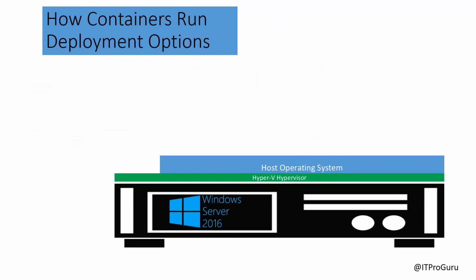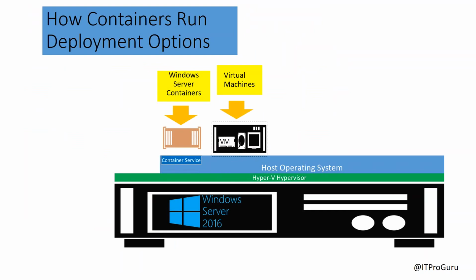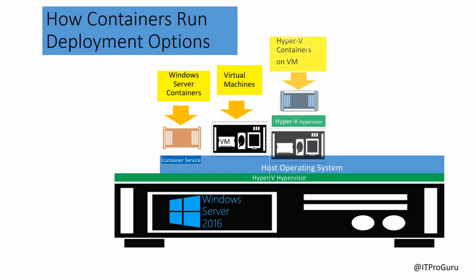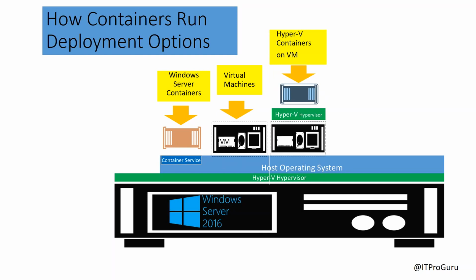So let's look at how containers run, and what our different deployment options are for containers. So we know that we can run in a VM. On top of the operating system, you can run a virtual machine without containers at all. You can also run Windows Server containers on top of a container service that's running on your operating system on your host. And again, this hypervisor layer doesn't necessarily have to be there, but it can be there.